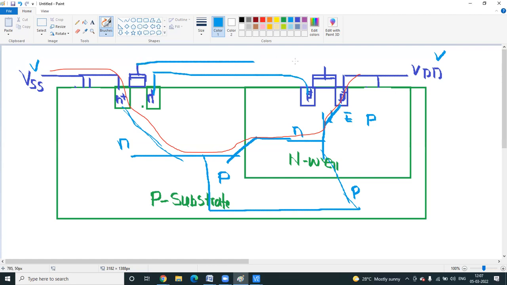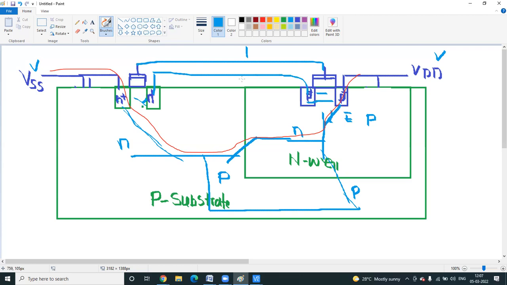This is the connected gate, through which the channel will be created. Here only it will flow, so the metal will be connected here. But if current flows in the substrate, the device will be harmed. So due to latch-up, the device will not operate. So the latch-up error should be clear.